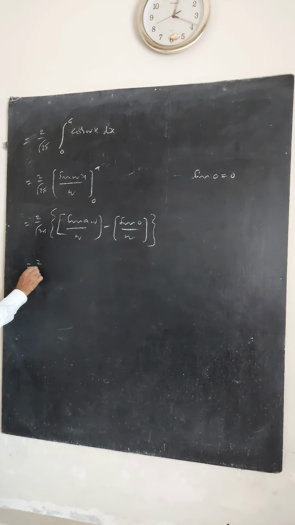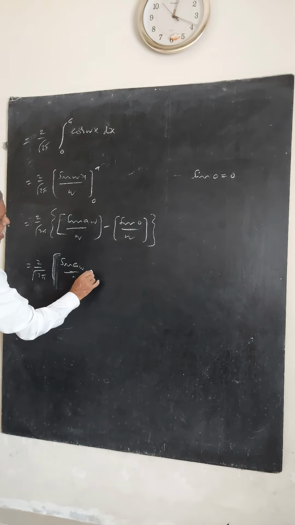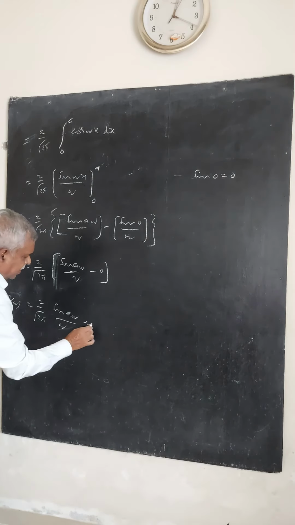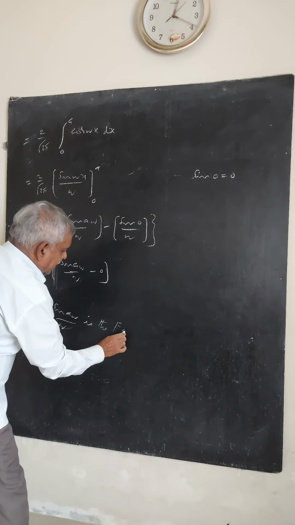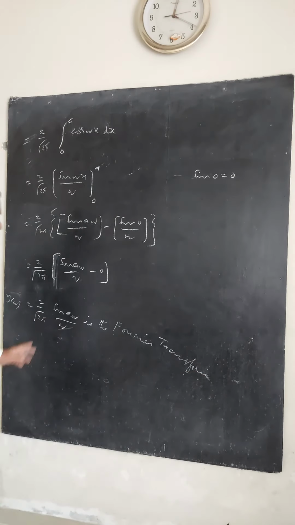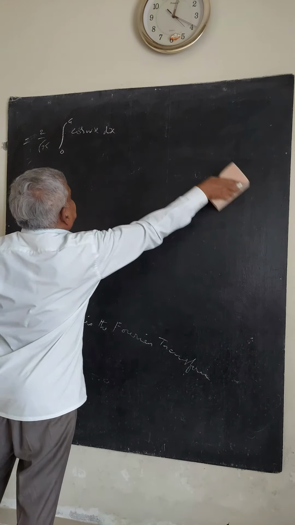Therefore, 2 by root of 2 pi, sin a omega by omega minus 0. Therefore, 2 by root of 2 pi, sin a omega by omega, which is g omega, is the Fourier transform. First part over. Let us enter this Fourier transform in the first integral.